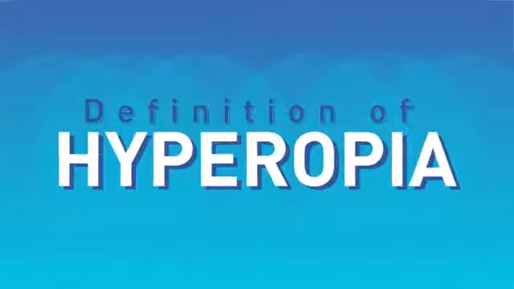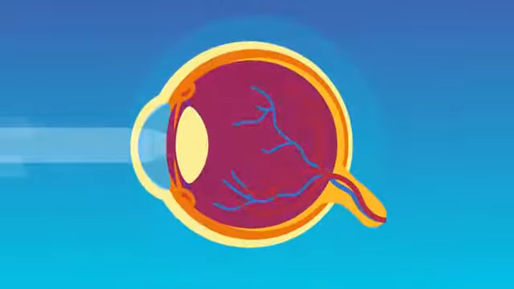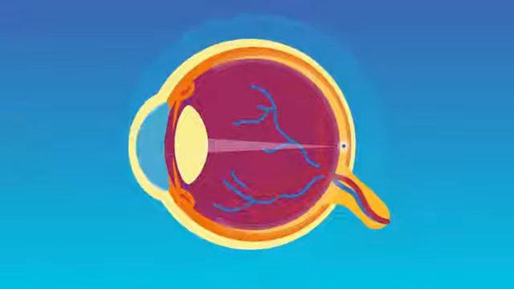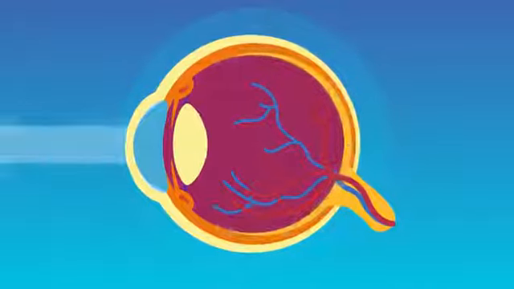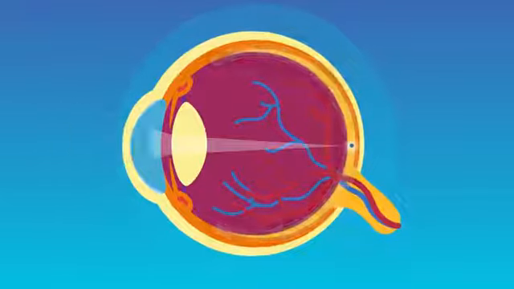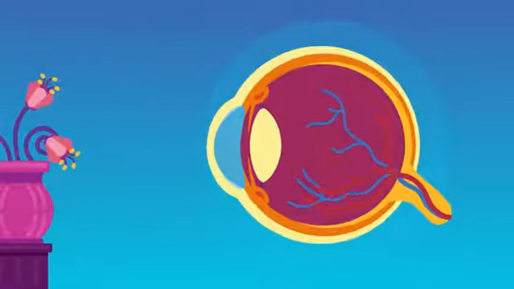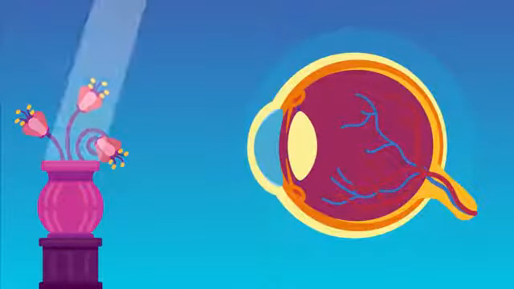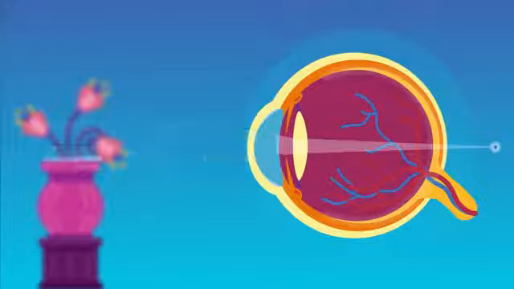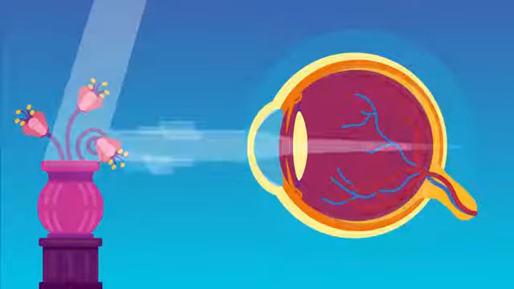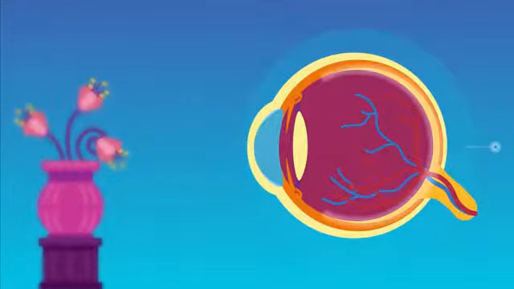Definition of hyperopia. It is a form of refractive error, an inability to refract, bend, or focus the light rays properly, in which parallel rays of light, i.e. coming from a distant object, after entering the eye, are focused behind the retina with accommodation, eye muscles at rest.